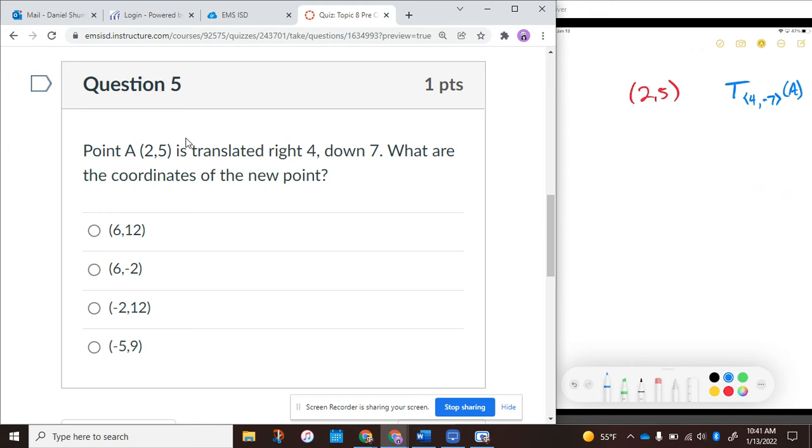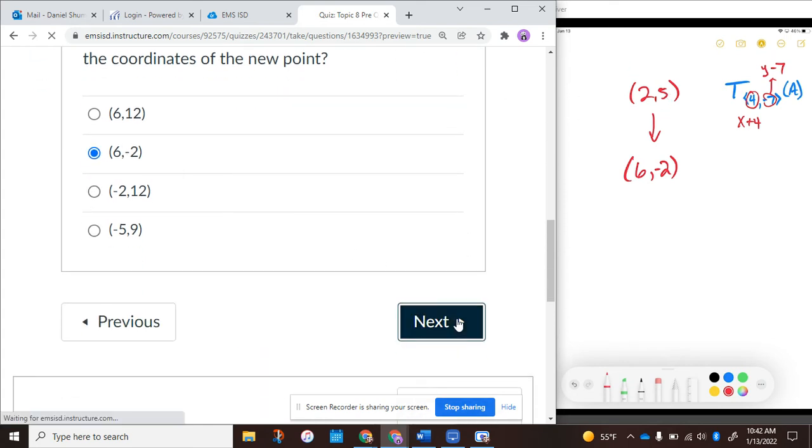But that doesn't work because we don't have a graph right here. What we have to do is the actual algebra of it. Okay, we're going to take our x value. Here's what all this means. We take our x value and add 4. This up here, we take our y value and subtract 7. So with our x value with 4 added to it, we're going to have +6. And with a y value -7, we'll have -2. +6, -2. There we go.